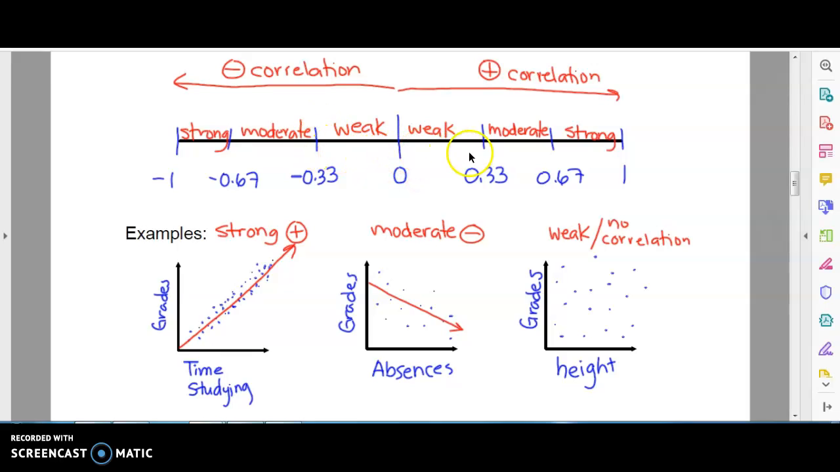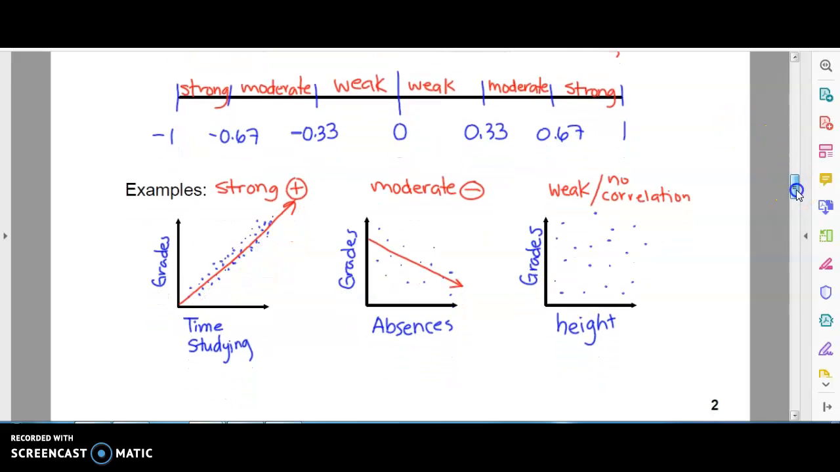If you're between 0 and 1/3 or 0 and -1/3, classify that as weak. If we're between 1/3 and 2/3, we classify that as moderate. And if we're between 2/3 and 1 on either side, the negative side or the positive side, then we classify that as strong. Okay.